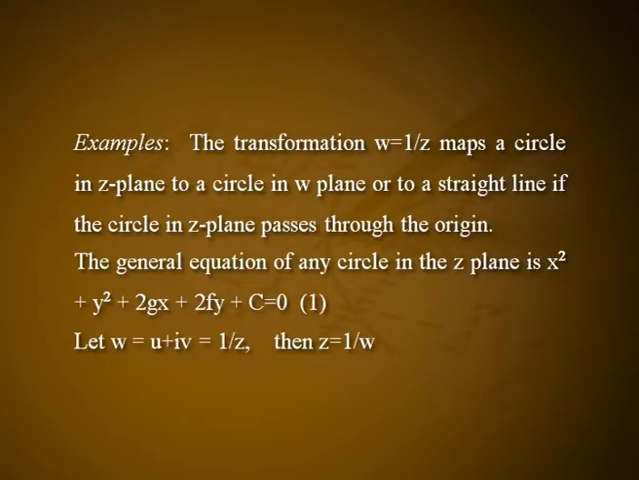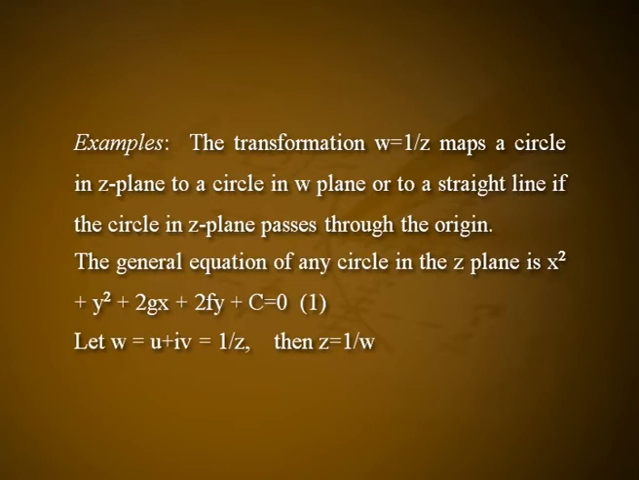The transformation w is equal to 1 by z maps a circle in the z plane to a circle in the w plane, or to a straight line if the circle in the z plane passes through the origin. The general equation of any circle in the z plane is x square plus y square plus 2gx plus 2fy plus c is equal to 0. That is equation number 1.